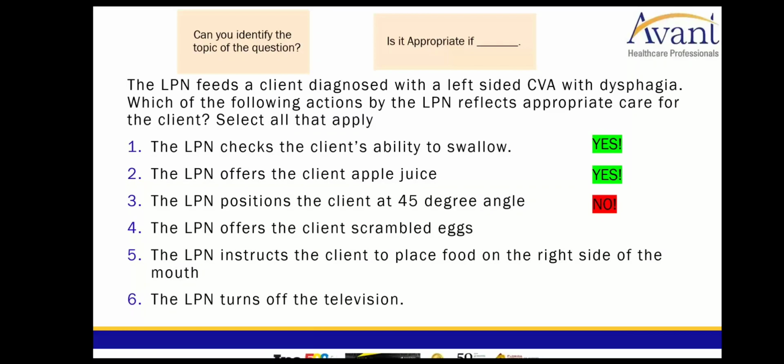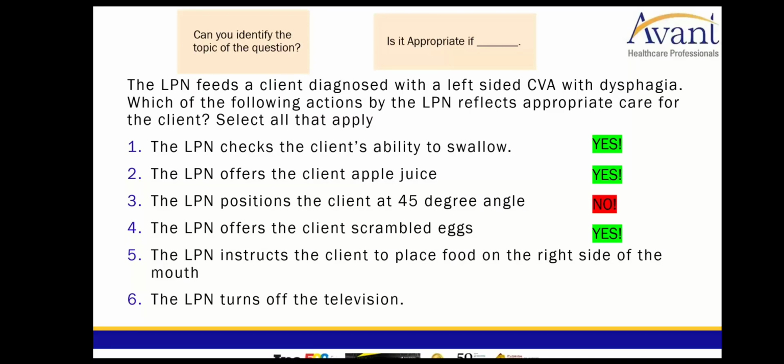Why scrambled eggs? Go back to your topic. Someone with some difficulty swallowing would probably need something what? Something easy to swallow, something that does not require a lot of chewing, a lot of use of the muscles that might be weakened from the stroke. So you want to provide things that are easy to swallow, easy to digest. So scrambled eggs seems to be something that would be easy to eat. Now you would not give this patient a piece of meat or something that would require a lot more chewing and more risk for aspiration.